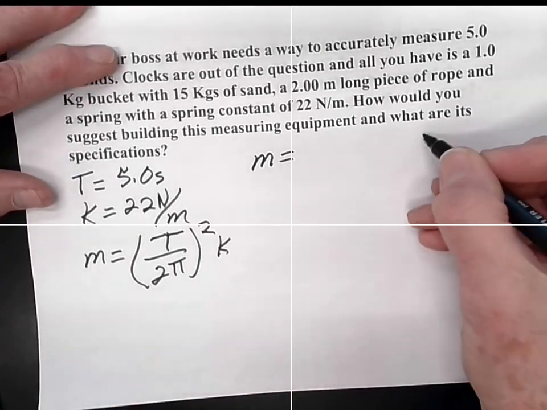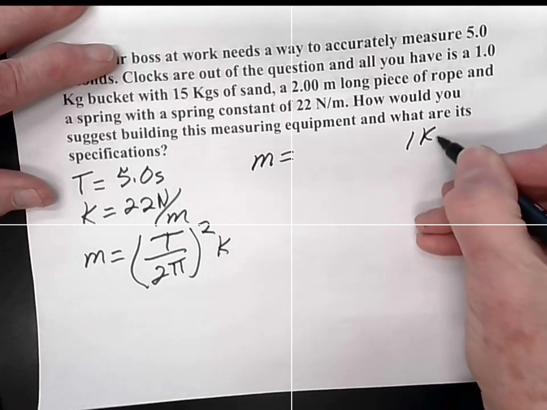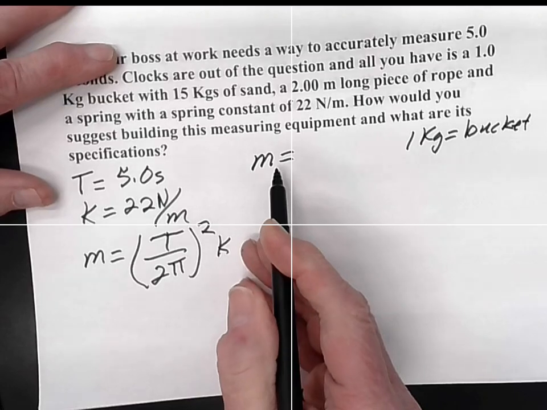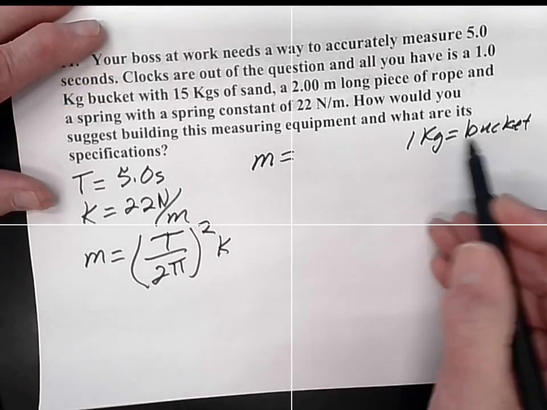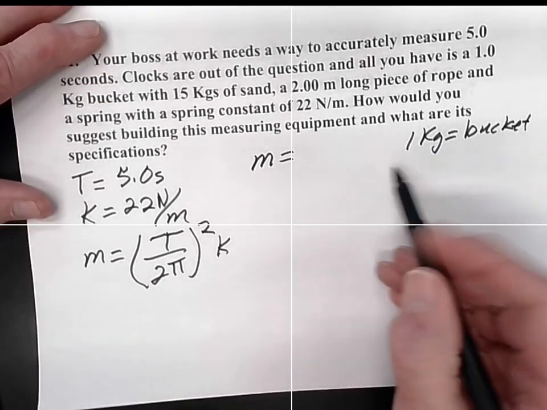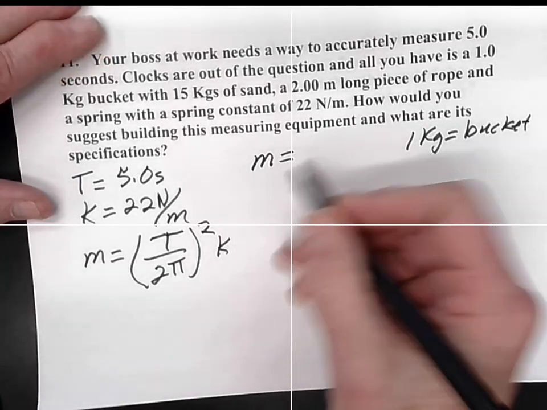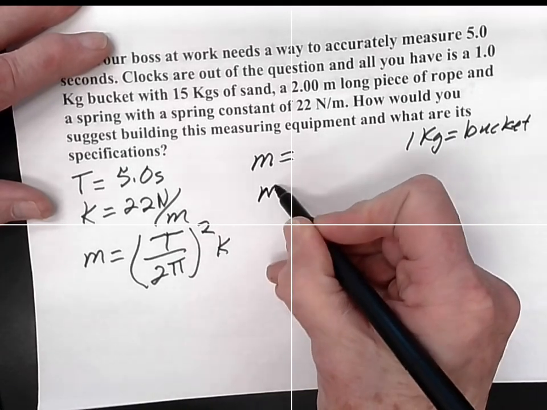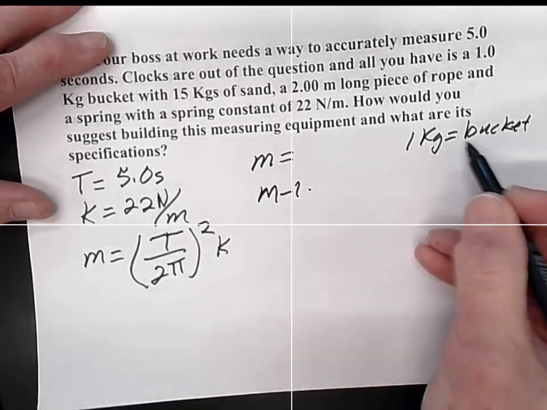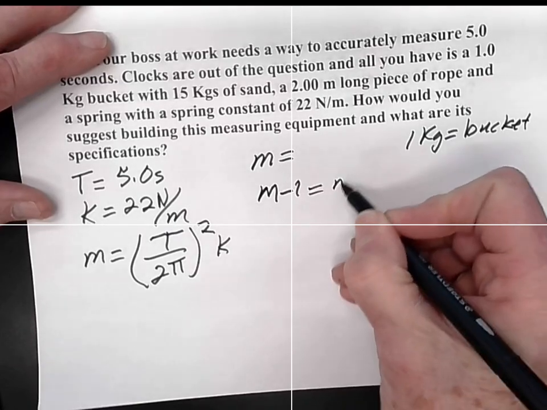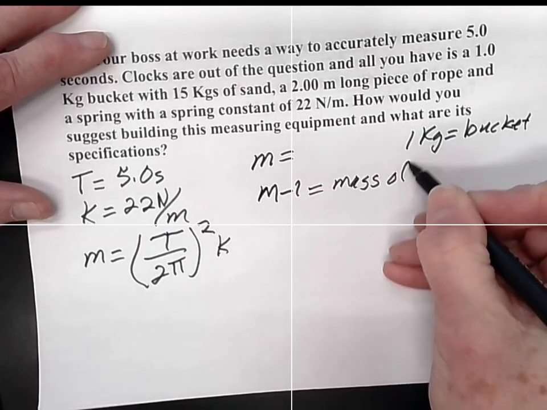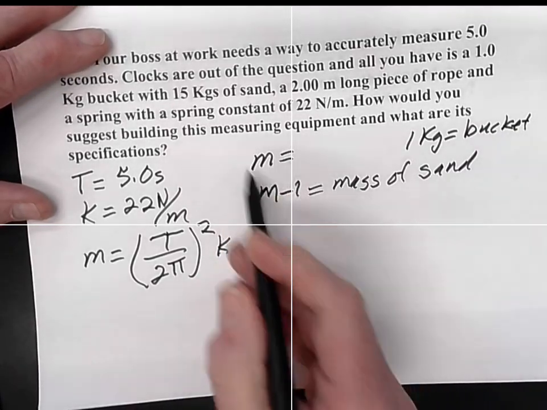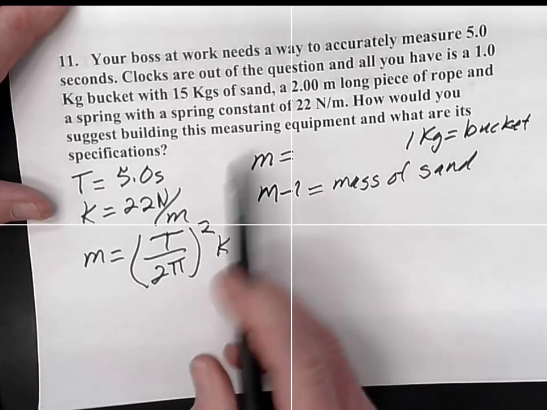So let me put some things here. 1 kilogram is going to be the bucket. And so whatever M is here, then you'll say M minus 1 tells you how much you need. And so the bucket is 1, and M minus 1, since we're taking the bucket away, is the mass of the sand. And so then you're going to put the sand and the bucket together in order to get this number M. And then you're going to describe this.